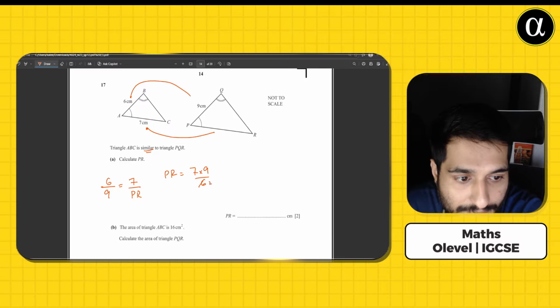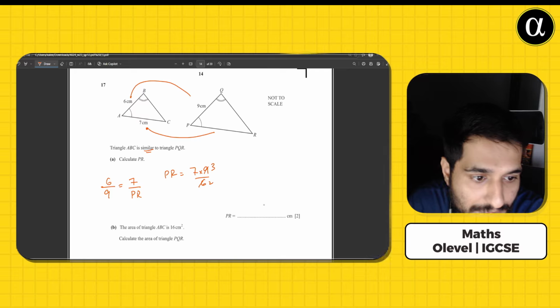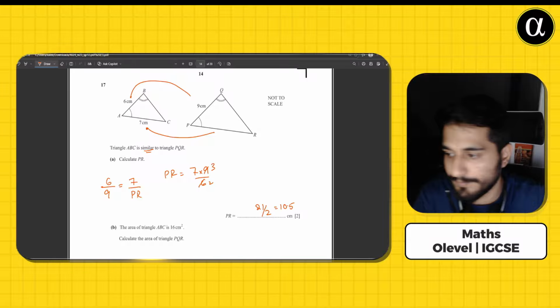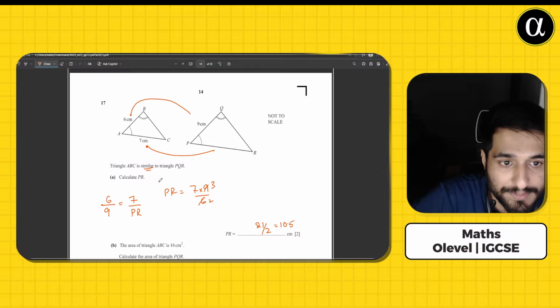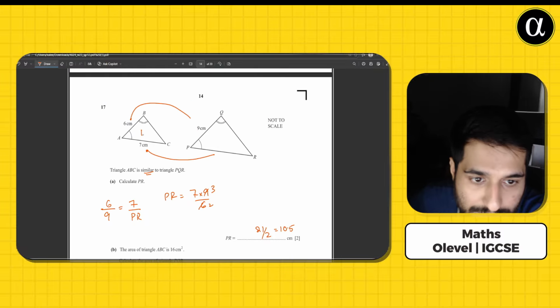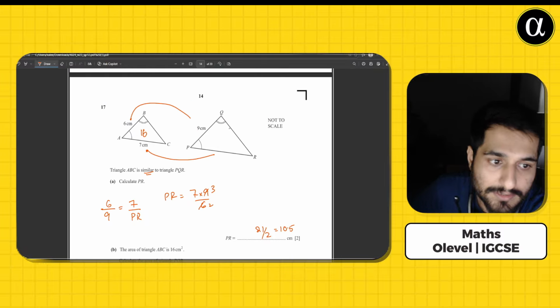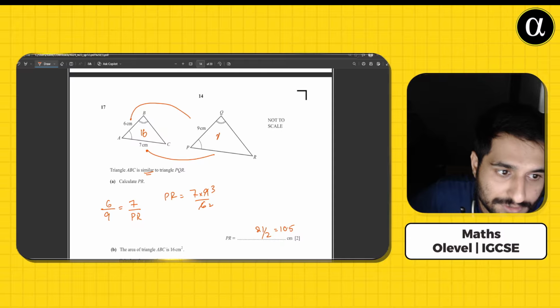And this can be simplified as 2 and 3. And 7 times 3 is what? That is 21 over 2. That gives us 10.5 as the answer, right? Moving on, it says the area of triangle ABC is 16. So the area for this is going to be 16, and the examiner asks the area for this, which is unknown. Let's just consider it to be x.